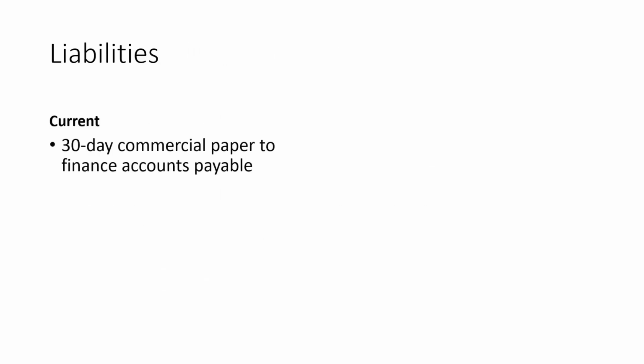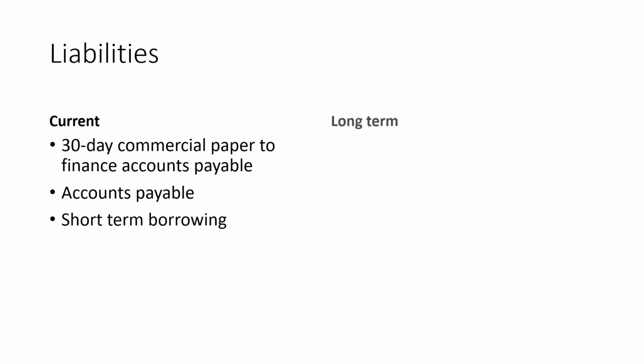All right, moving on to liabilities. Let's assume our company issues a 30-day commercial paper to finance its accounts payable. Accounts payable itself is a current liability. Short-term borrowing could be a current liability. On the other hand, long-term liabilities are debentures, term loans of more than 1 year, etc. And the least liquid of those would be the debentures and term loans greater than 1 year from the lender's perspective. The net working capital is current assets minus current liabilities. Essentially, in the short run, how quickly can we pay off our current liabilities using our current assets?